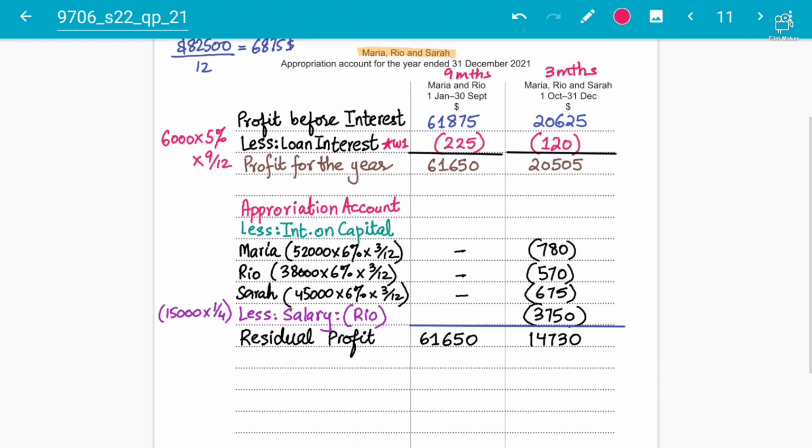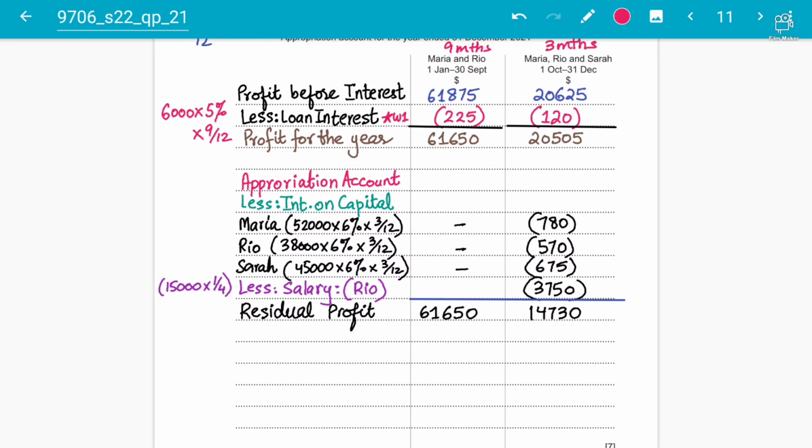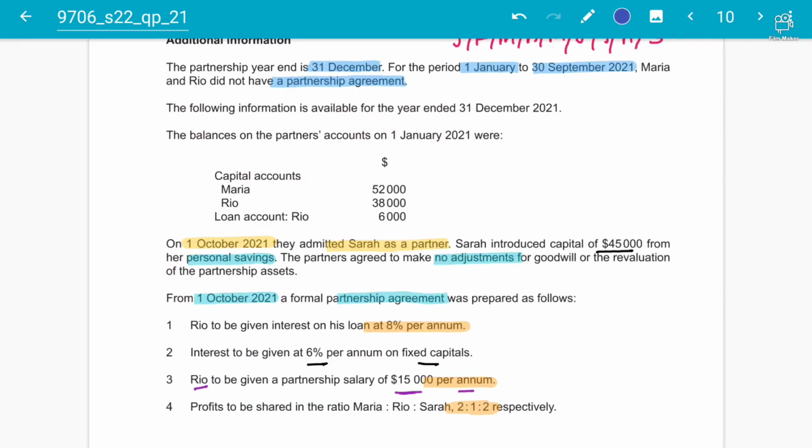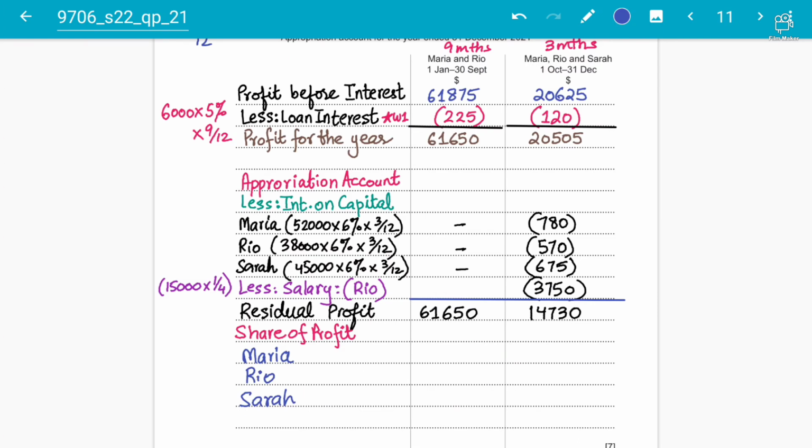So we can simply say that in the 9 months of the business, there were only Maria and Rio, so this is the share of profit between them. So share of profit between the partners, for Maria, and Rio and Sarah. Because in the first 9 months Sarah was not admitted, so Sarah is not liable to get the benefit for the 9 months, okay? And it's going to be very simple, because when there is absence of partnership agreement, profit and losses are shared equally. So whatever the profit is, 61,650, that will be shared equally between Maria and Rio. That is coming out as 30,825 each, okay? So this will be for the 9 months, and Sarah will not receive here.